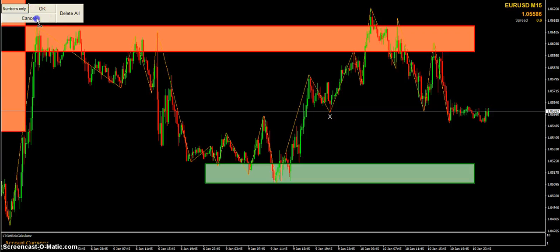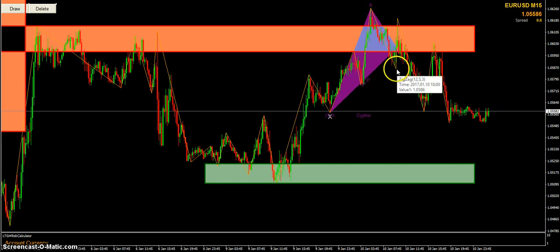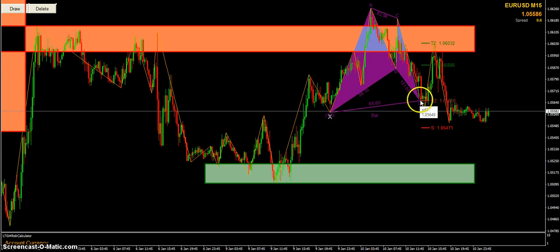I then delete that. I then redraw it again, and I look at this impulsive leg all the way up here, and I say X to A, and come back to A to B, and it says, okay, well, it could be a cipher or a bat. Up to B to C, it's saying it's definitely a bat pattern, and bring it all the way down to here, and then it automatically snaps into place, and it gives me my entry, stop loss, and take profit areas.